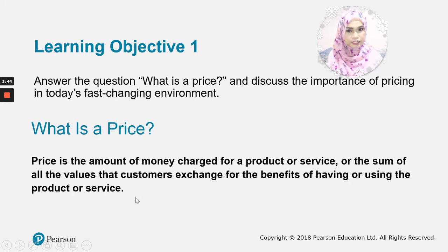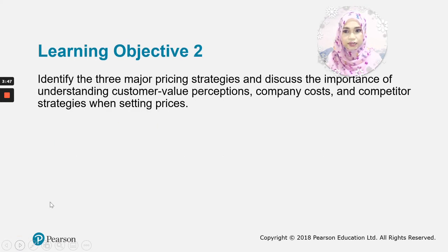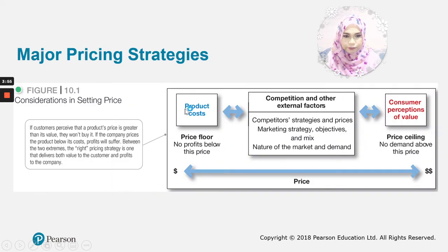Now let's move on to the second learning objective, which is to identify the 3 major pricing strategies. Basically there are 3 strategies that we can look at, which is on the cost, on the competitors, and also the consumer. So when you want to set a price, the strategy could be whether to use the cost price, or the competitor's price, or you can set the price based on your consumer's perception of the value for the product that you are selling.